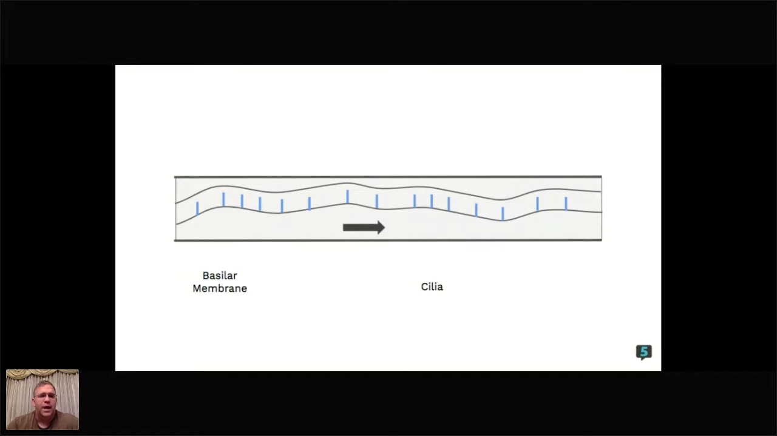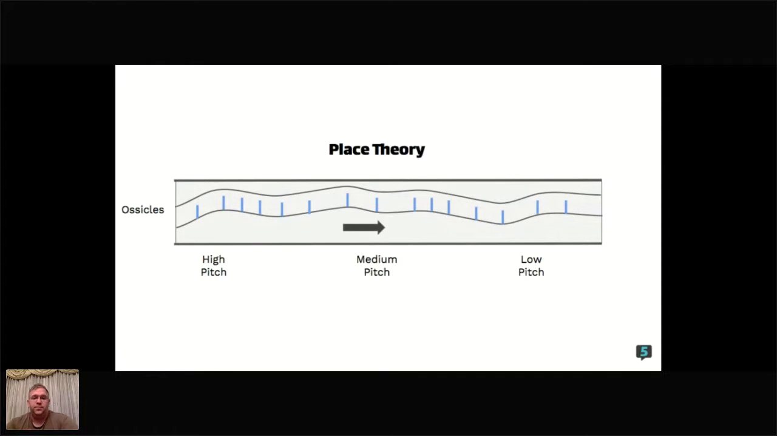Okay, now here's where it gets kind of interesting. Why is it that we can experience sound? This is one of those things that was a controversy in the early days of psychology. How is it that we're able to hear sound? One theory of sound was called the place theory.